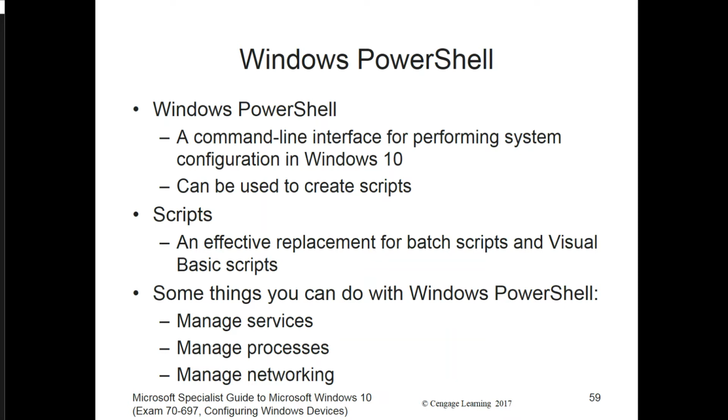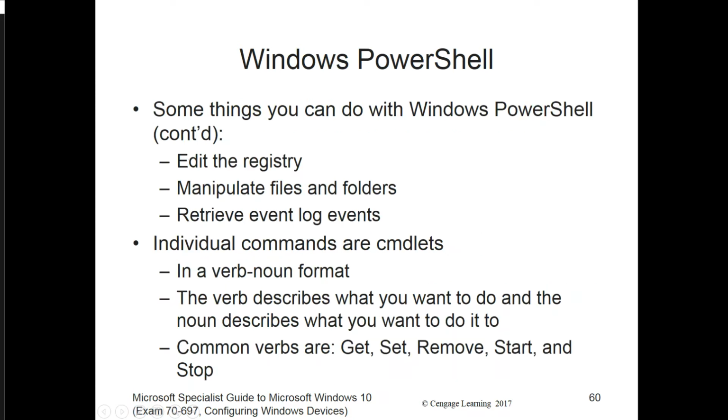Some things you can do with Windows PowerShell: You can manage services. You can manage processes. You can manage networking. Windows 2016 Server Core primarily uses Windows PowerShell. So it's beneficial to get comfortable with and get familiar with Windows PowerShell. Now, you can also edit the registry in PowerShell, manipulate files and folders, and retrieve event logs.